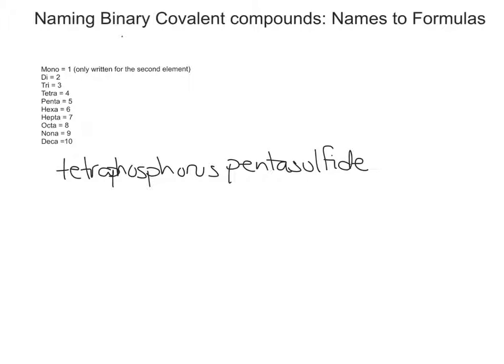Try predicting this next one on your own. The name is tetraphosphorus pentasulfide. If you wrote the following formula, P4S5, you would be correct.